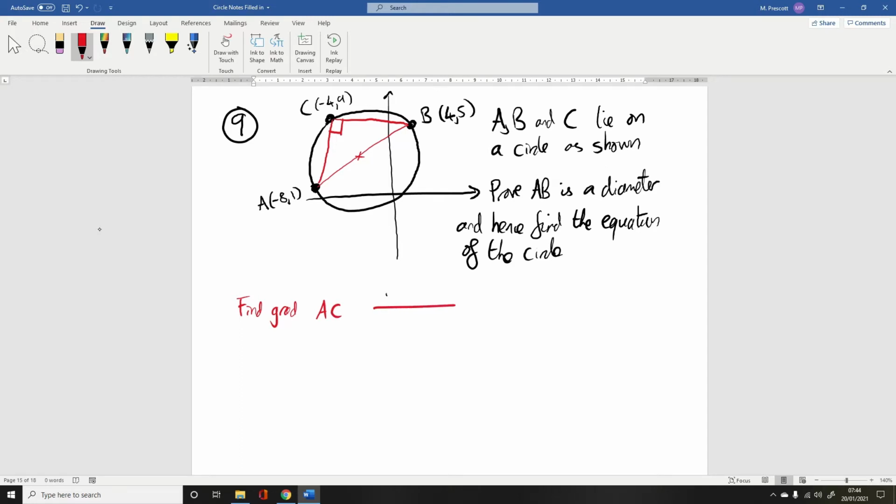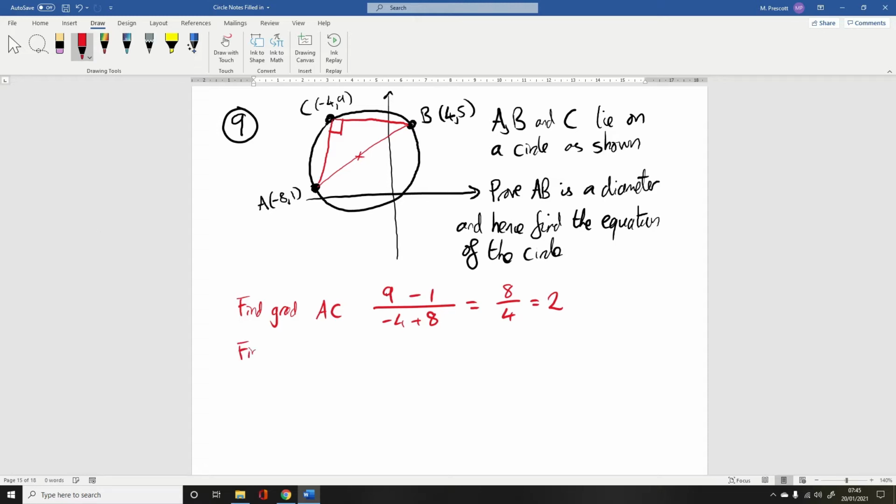So for AC, it's going to be, let's say, 9 take away 1, and minus 4 take away minus 8, so plus 8. Make sure you keep those the right way around. That will give me 8 over 4, which would give me a gradient of 2, and that looks about right from the diagram. It's definitely positive, definitely quite steep.